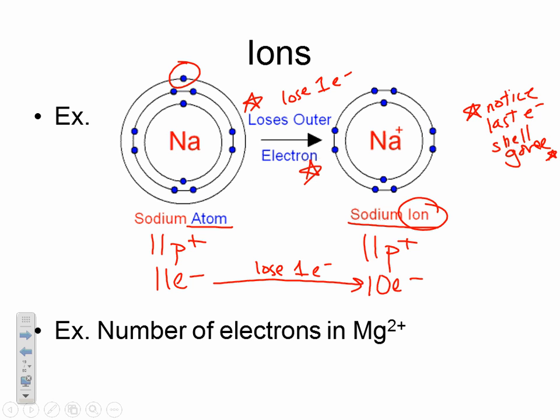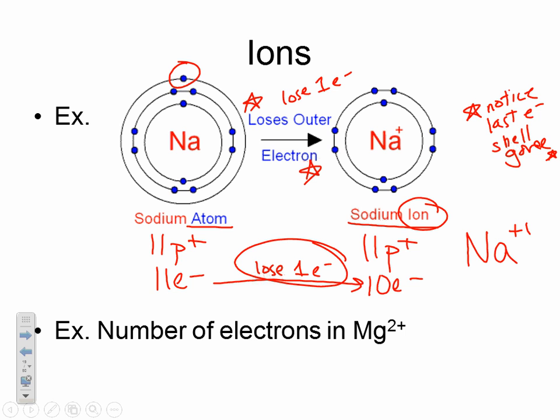So we've got this loss of 1 electron. If I was writing that out as a symbol, I would write the symbol for Na, but then in the upper right-hand corner, I would write a +1 charge to indicate that it lost 1 electron. If it lost 2 electrons, it would be +2. If it lost 3 electrons, it would be +3, and so on. But really, our big goal for this is to be able to determine the number of electrons in a sample.